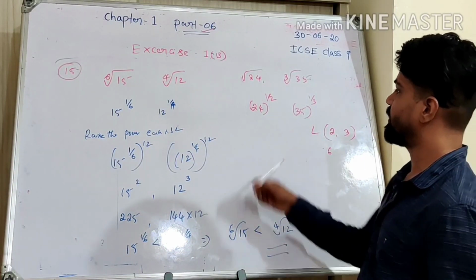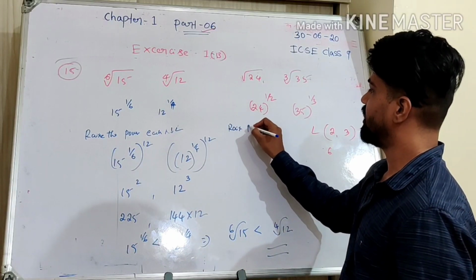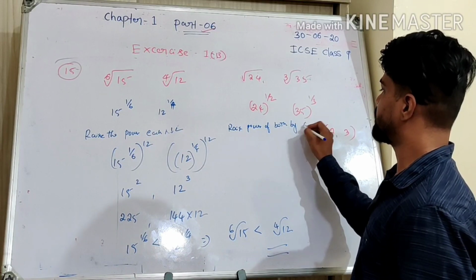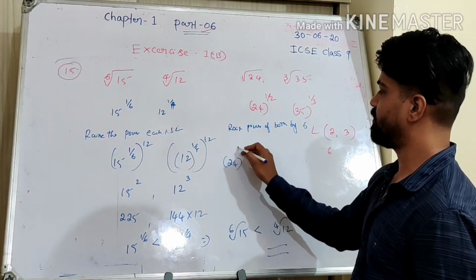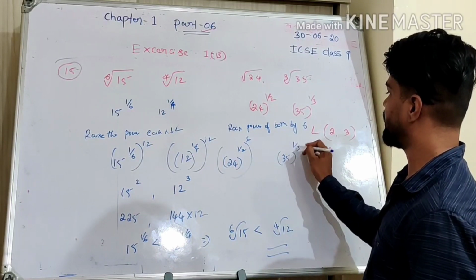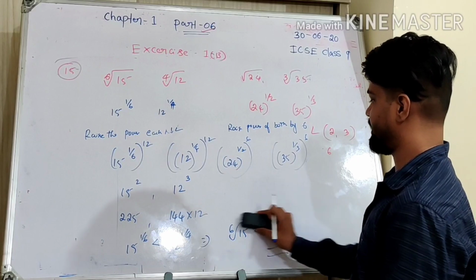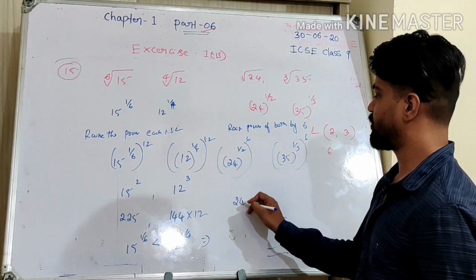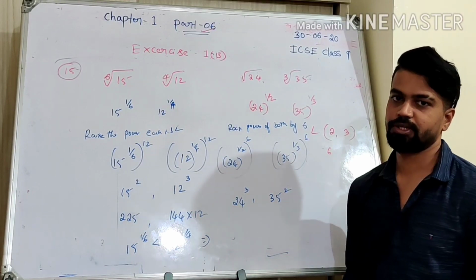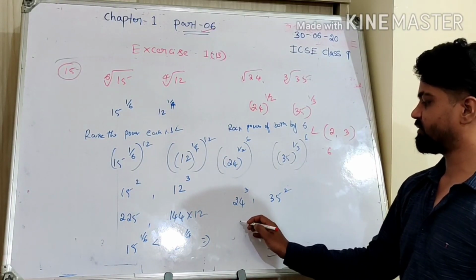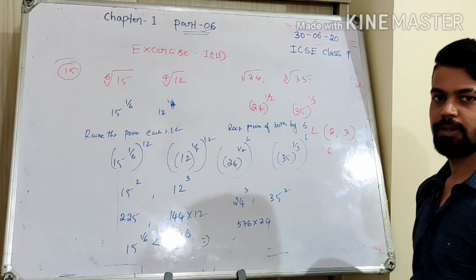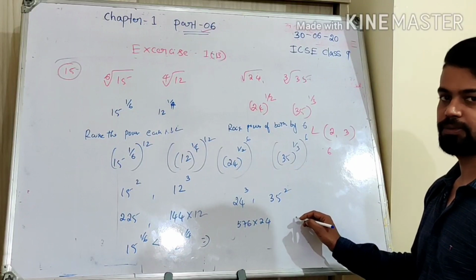So raise the power on both sides. Raise the power of both the numbers by 6. So 24 power 1 by 2 whole power 6, and then 35 power 1 by 3 whole power 6. We end up with 24 cube and then 35 square. Okay, do you know which is greater? 24 square is 576. This is 576 into 24. Okay, this will be 35 into 35.